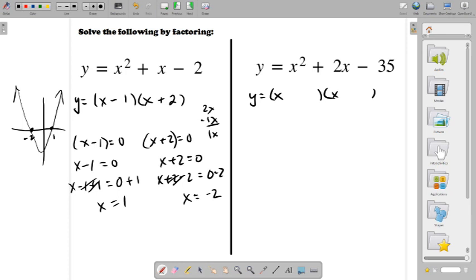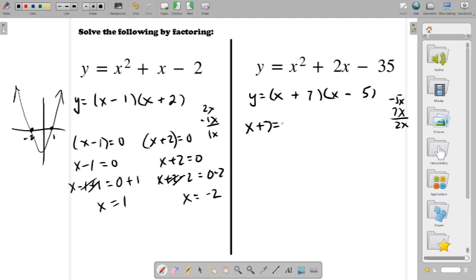So I need factors of 35 that'll give me 2. That would be 7 and 5. The 2 needs to be positive, so I need positive 7 and negative 5. X times x is x squared. X times negative 5 is negative 5x. 7 times x is positive 7x. That gives me a positive 2x. And positive 7 times negative 5 is negative 35.